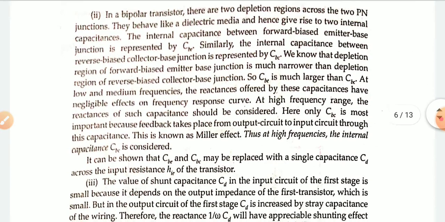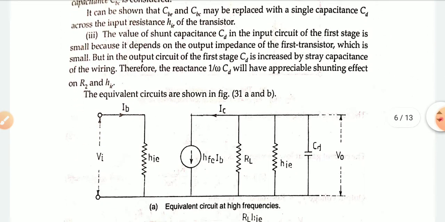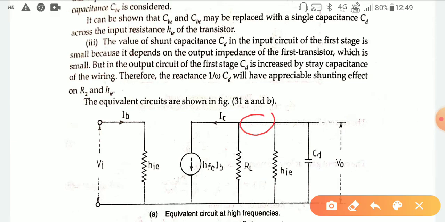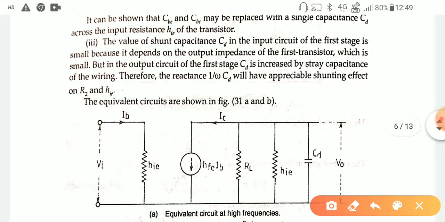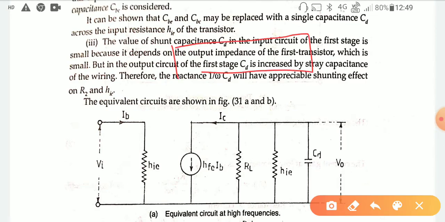For the high frequency range, the capacitor will be omitted. Look, the capacitor is omitted here, but due to the Miller effect in the transistor itself, the capacitance value will be represented. Because if you consider a transistor in the form of a block, there are three sections present. One is the emitter side, the second is the base side at the middle position, and the third is the collector side.